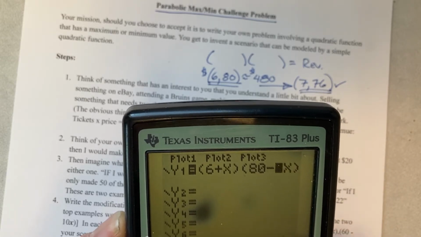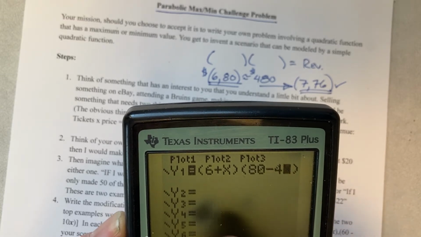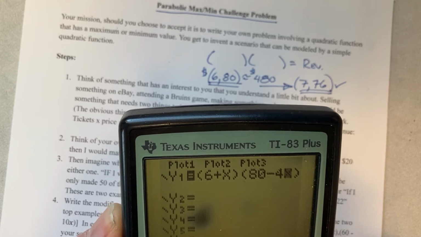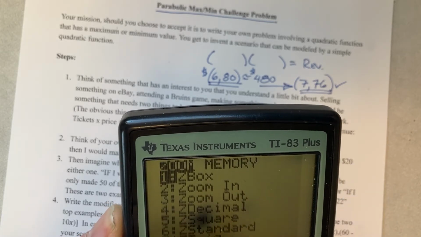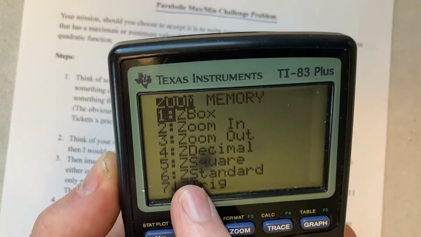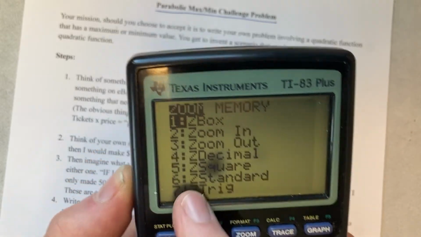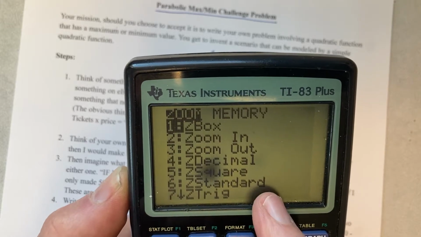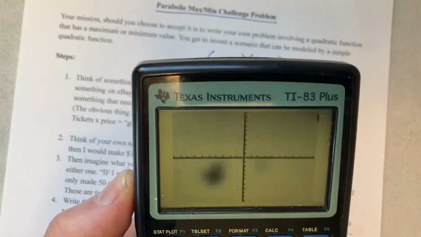And now that you've got that typed in, it's good to just start with a standard window. So I do zoom, and then you'll notice that 6 here is the standard window. That doesn't mean that you press zoom 6 every time you want to graph, because it'll keep going back to this standard window. But it's a good place to start.